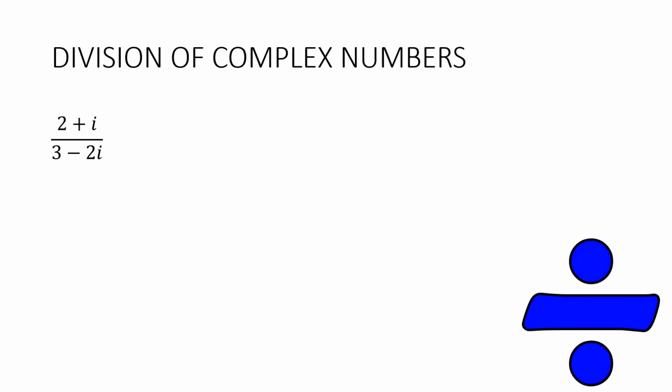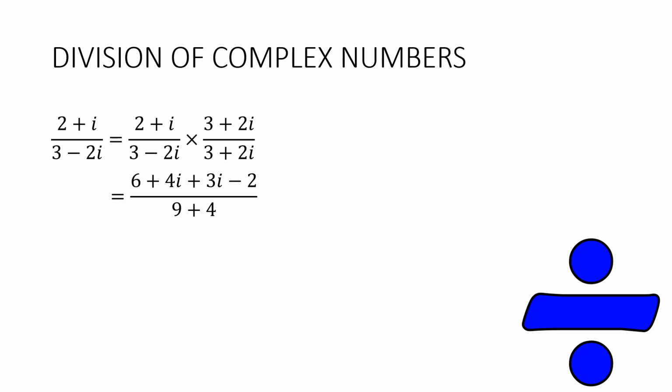Now let's have a look at a division question, multiplying top and bottom by 3 plus 2i. Across the top we're going to get 6 plus 4i plus 3i minus 2. And on the bottom we're going to get 9 plus 4. You can see how I'm starting to move more quickly through these questions. So that gives us 4 plus 7i all over 13. Now we can write it like that, or we can separate it into 2 separate terms.